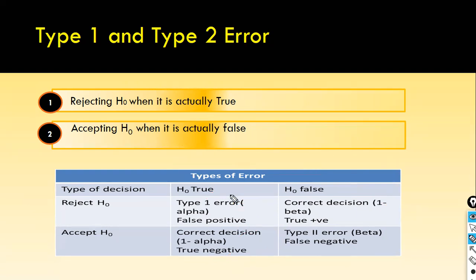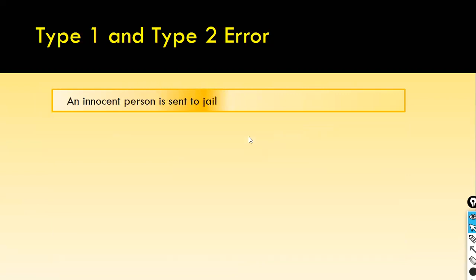Let's look at one example for this to further understand it. An innocent person is sent to jail. What is the null hypothesis? The person is innocent. What is the alternative hypothesis? The person is guilty. You want to test that he's not innocent, he's guilty. But here, actually, the person is innocent only, okay?